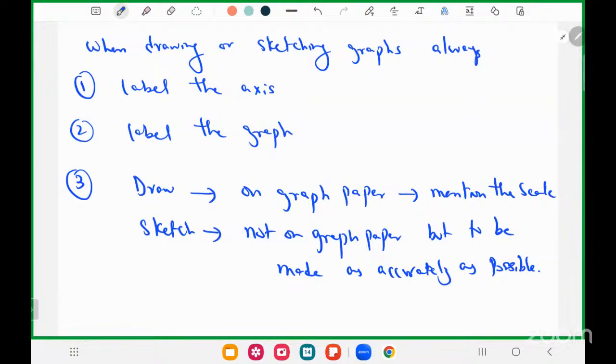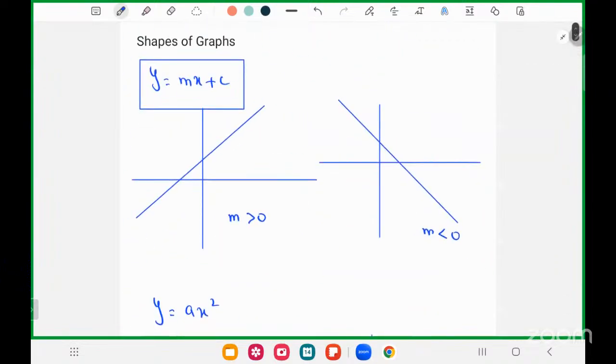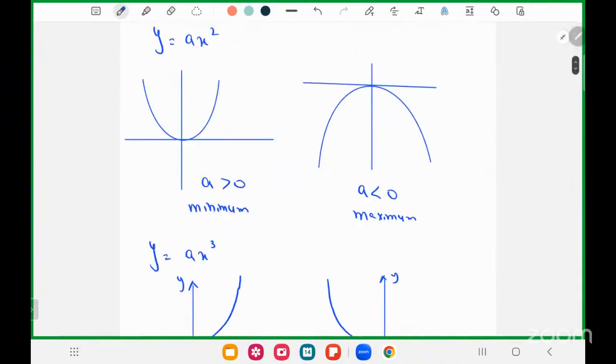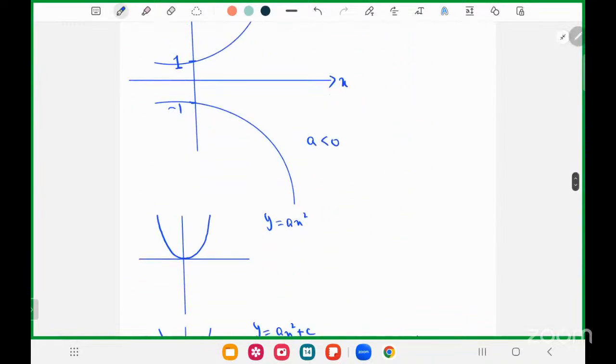So this was a short session where I wanted you all to familiarize yourself with the different shapes corresponding to the different equations: linear, quadratic, cubic, reciprocal, and exponential graphs.